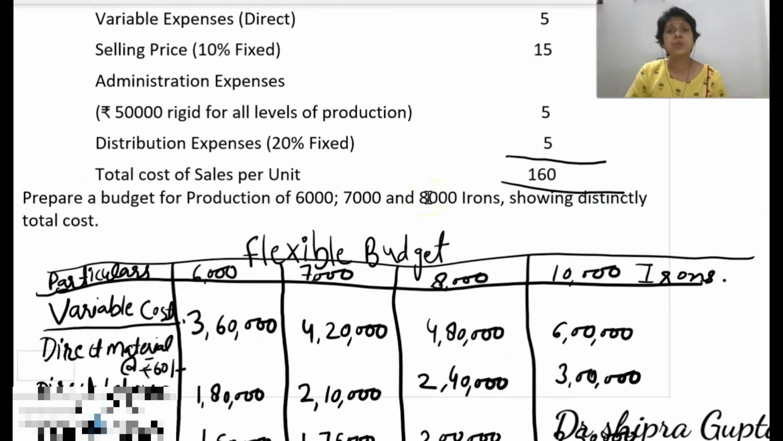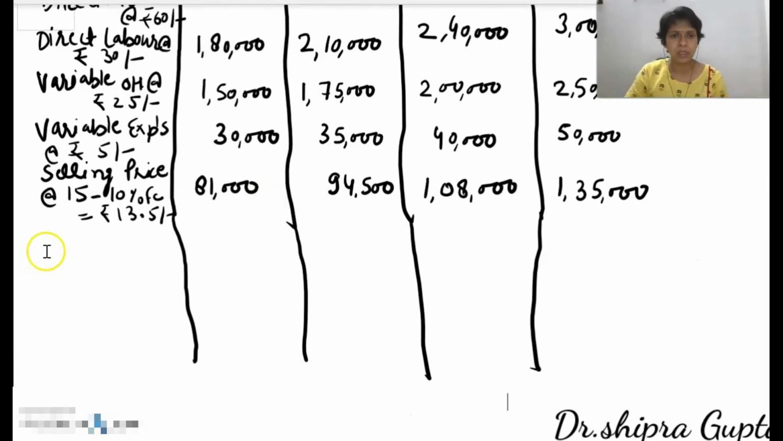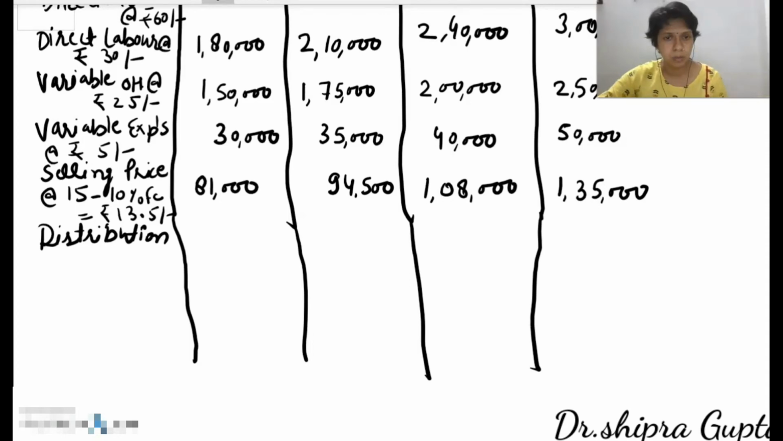And the next term is distribution expenses. This is again semi-variable in nature. Of rupees 5 total amount, 20% of this 5 is fixed. So 5 rupees 20%, it means 1 rupee is fixed. So the remaining value, rupees 4, will be calculated as variable in nature. Distribution expenses we will consider here in the variable part, at the rate of rupees 5 minus 1, means 4.